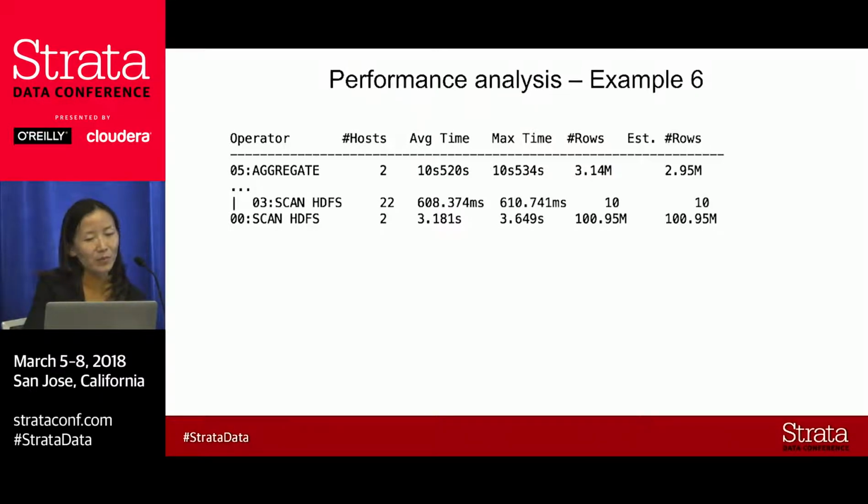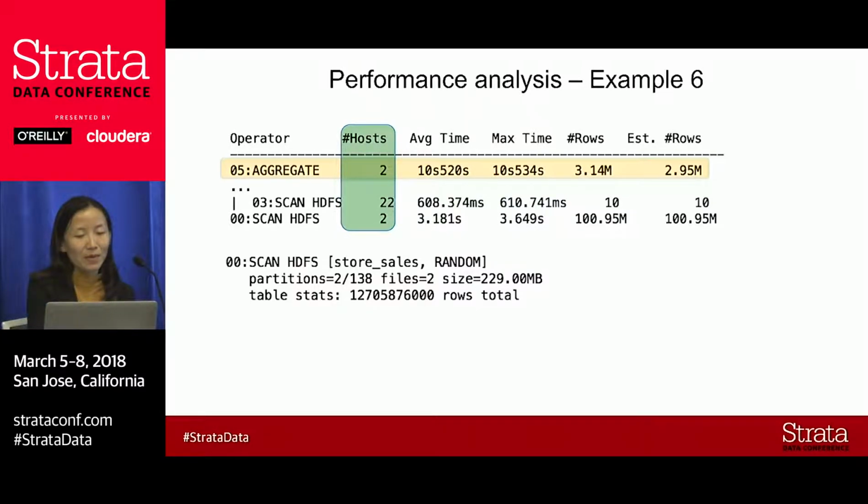So for this example, the average and max are all similar. So at least no skew here this time. But you can see the aggregation here is taking more than 10 seconds. The rows it processes is not that big. And based on another scan node, you can see that the cluster has at least 22 nodes. It doesn't just have 2 nodes. So why does it only use 2 nodes for aggregation?